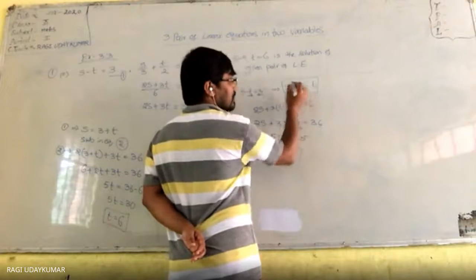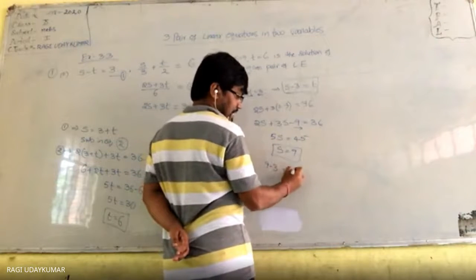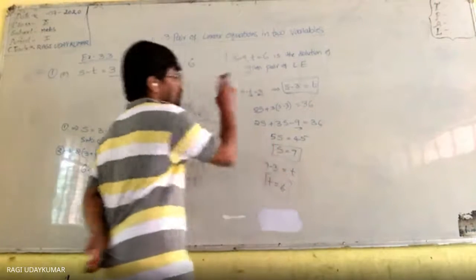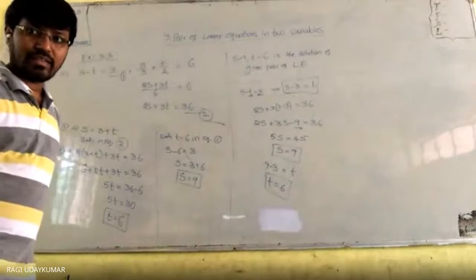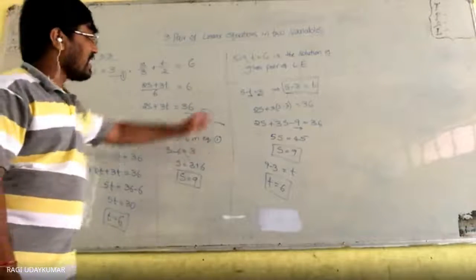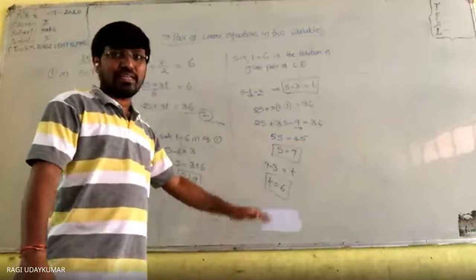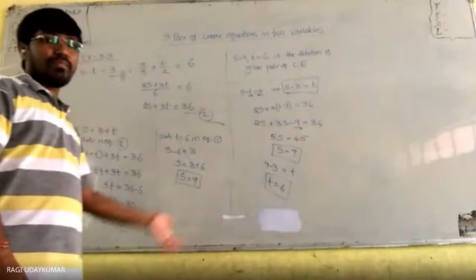s is equal to 9, substitute it: 9 minus 3 is equal to 6, so t is equal to 6. So we got the same solution if you substitute like that. And some of you feel that, sir, this is simple, isn't it? This is not simple actually. The steps are decreased, not written in a proper way.